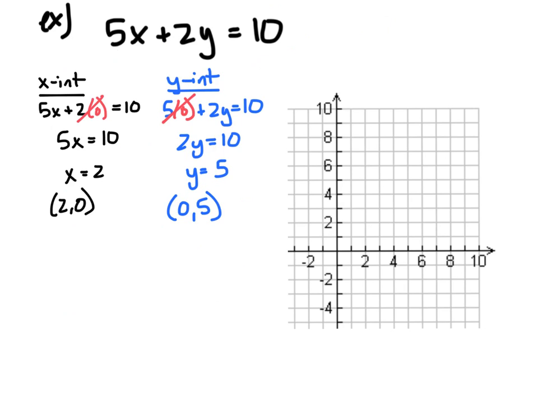Now to make my graph, I'm going to plot those 2 points. My x-intercept is at the point (2, 0). The y-intercept is at the point (0, 5). And I'm just going to draw a line through the 2 points. And now I've graphed 5x plus 2y equals 10.